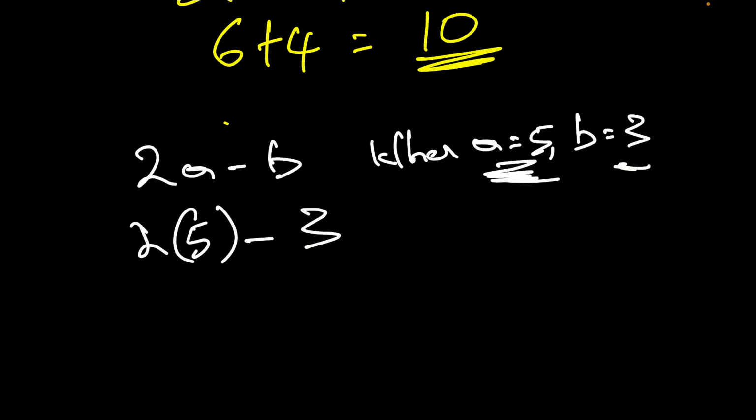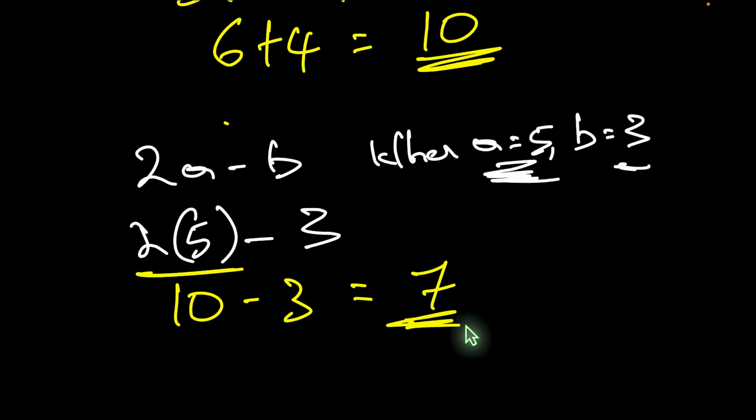And now we're just going to do 2 times 5 to get that value, which is 10. So we have right here 10, take away 3, so that final value is simply 7. And that's our final answer for the evaluation.